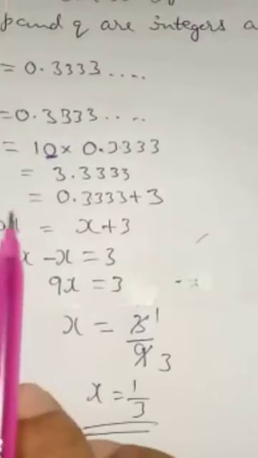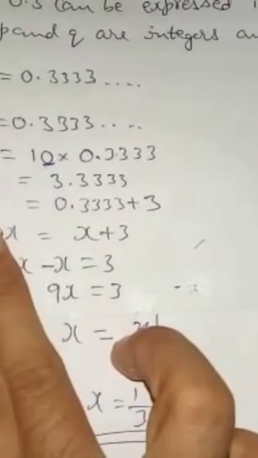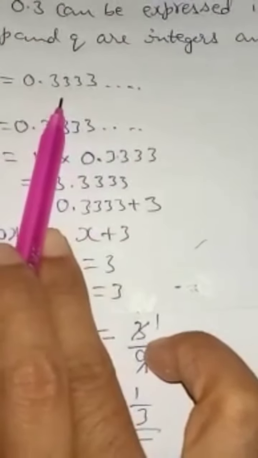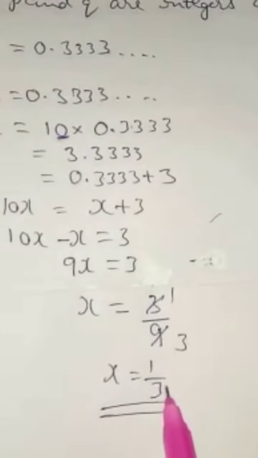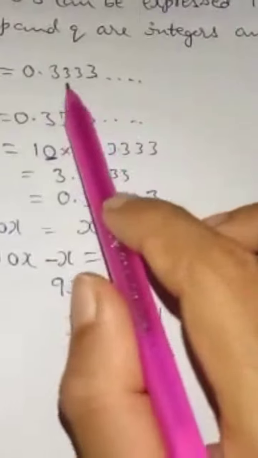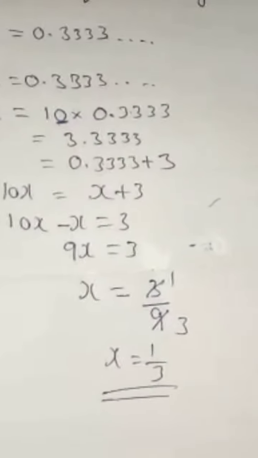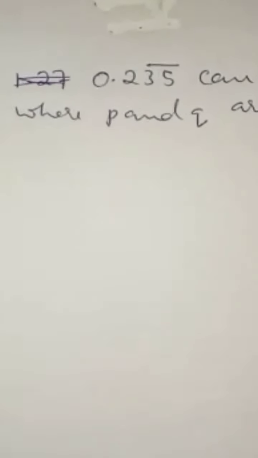So 0.333, this decimal part is written in the form of fraction as 1 by 3. So 1 by 3 is the fraction form of 0.333. Let's solve one more question.